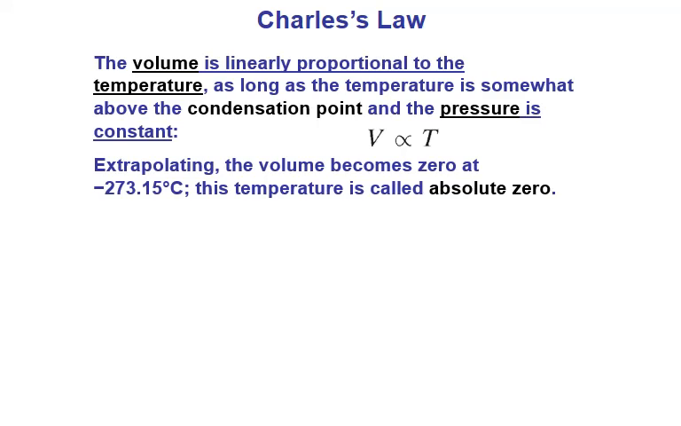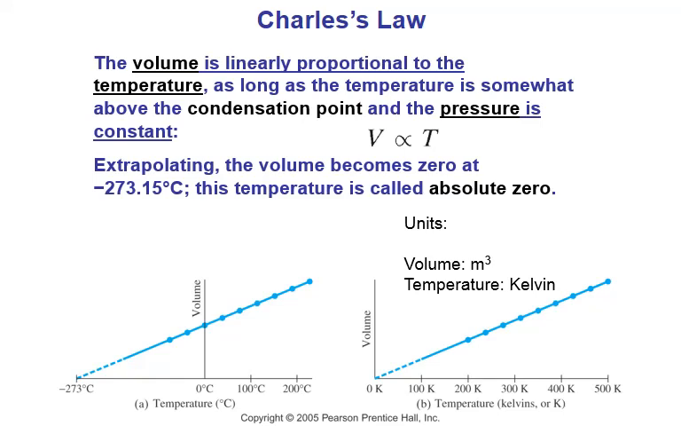And this should kind of make sense. If you have a graph where you're dealing with volume and temperature, and pressure's got to stay the same, if you're getting a bigger volume, you're going to have a higher temperature to keep the pressure the same. And likewise, as you get smaller and smaller volumes, you'd have to get smaller and smaller temperatures to keep the same amount of pressure. Again, volume is going to be in meters cubed, temperature is going to be in Kelvin.